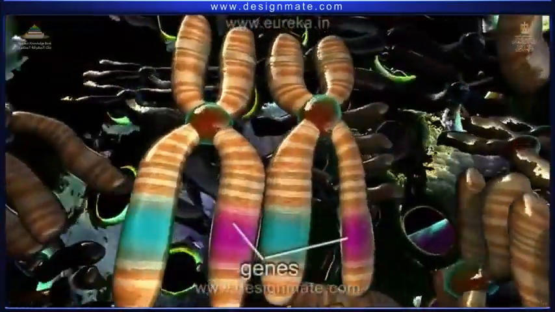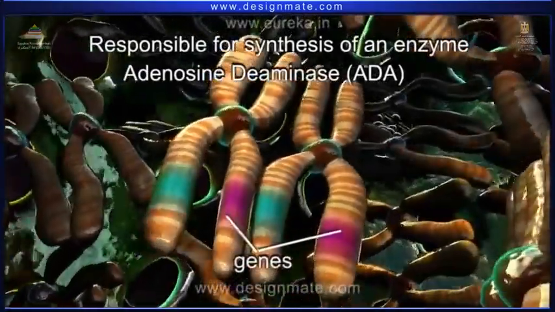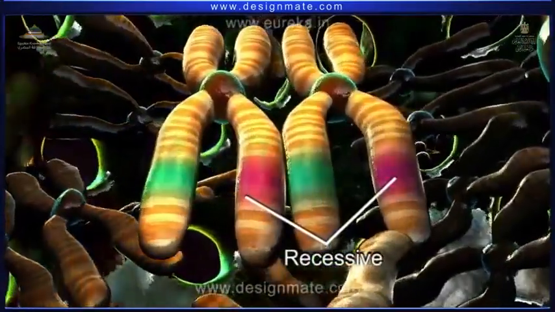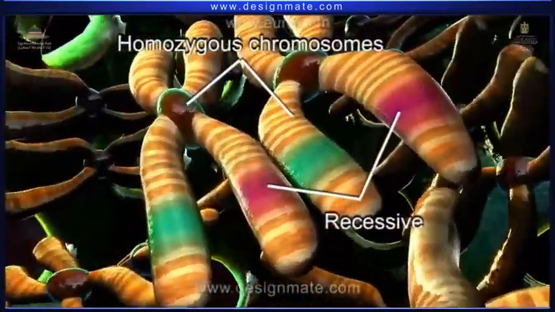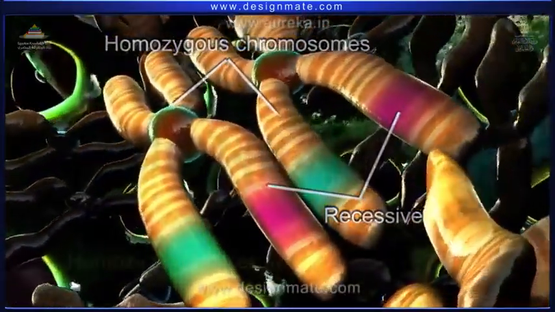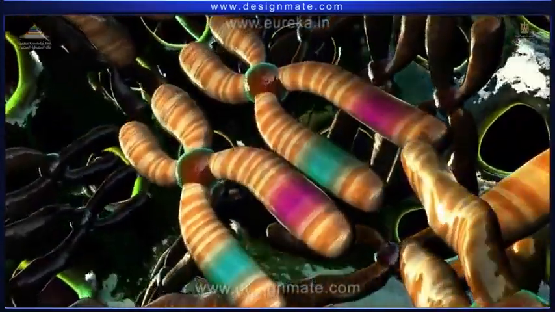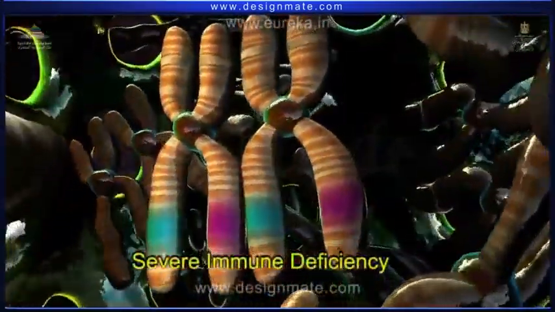One of the genes is responsible for synthesis of an enzyme adenosine deaminase, or ADA. This gene is recessive, and its allele situated on the homologous chromosome is also recessive. Hence, the gene is homozygous recessive. Thus, the enzyme is not formed in these patients, and they face severe immune deficiency.